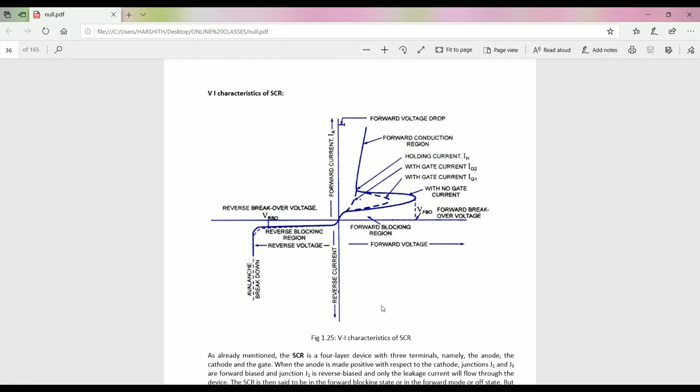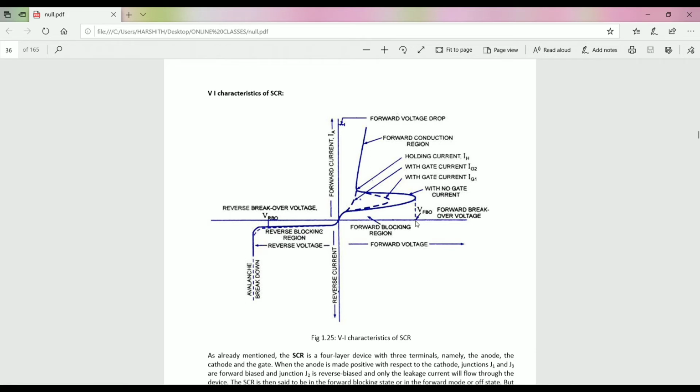Forward characteristics. It shows the forward blocking region when IG is 0. This is the IG, gate current. It also shows that when the forward voltage increases up to VBO, this is the VBO, forward breakover voltage.